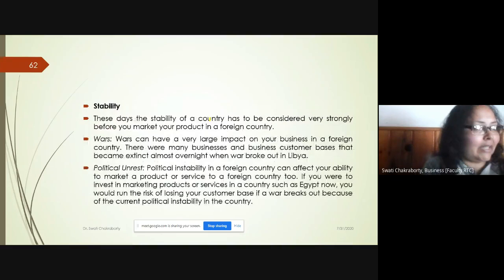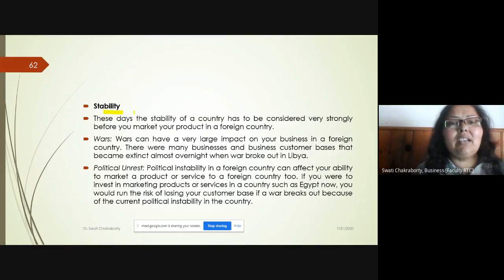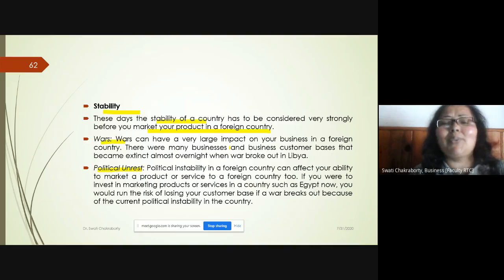Stability. Next comes up is stability. Now, stability of a nation has to be taken into consideration when you market your product, right? It could be an unstable situation, like if there is war, then your business is going to get affected because it'll have an impact on your business, right? Or if there is political unrest, then it's not wise to do business there. See Egypt, Libya, it's not wise to do that.